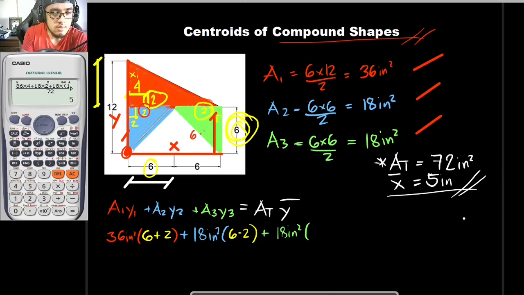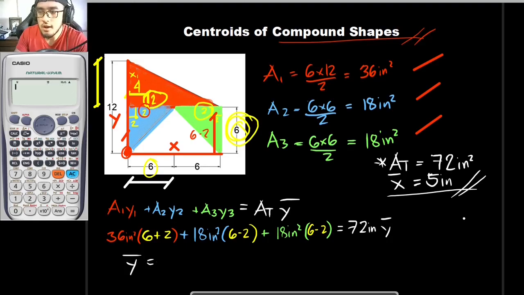So this is to be 6 minus 2. So using that, 6 minus 2 equals 80, and our total area is to be 72 square inches times bar y. So solving for bar y, looking once again to the calculator to your left, that is to be 36 times 8 plus 18 times 4 plus 18 times 4 divided by 72. Equal sign. So from that, our bar y is equal to 6 inches.